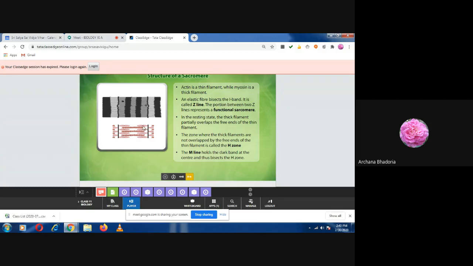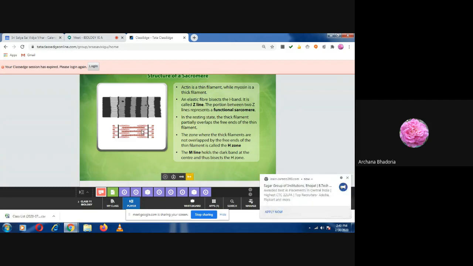When they are resting, it will be partially overlapping the free ends of the thin filament. But when it is contracting, you will find that the two light bands will join together. They slide on the dark band, only up to the length of your dark filament, and the muscle will contract. Now we'll see the next slide.